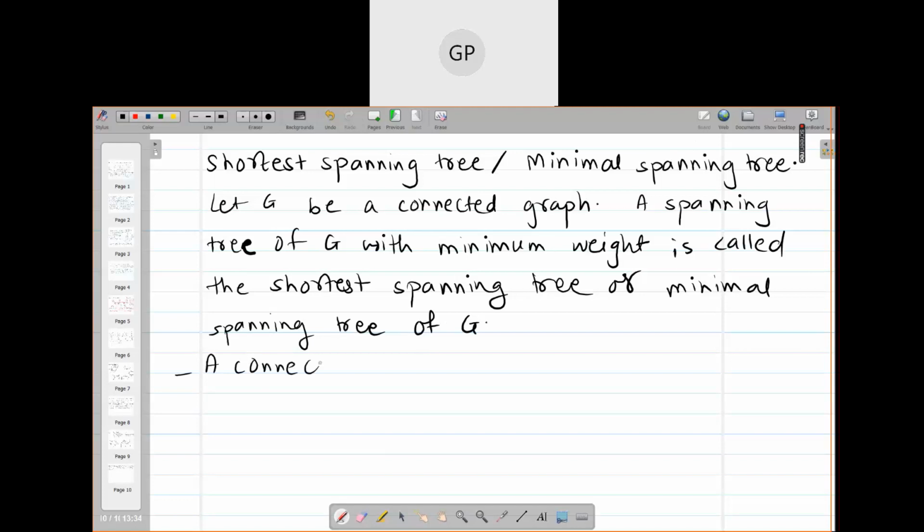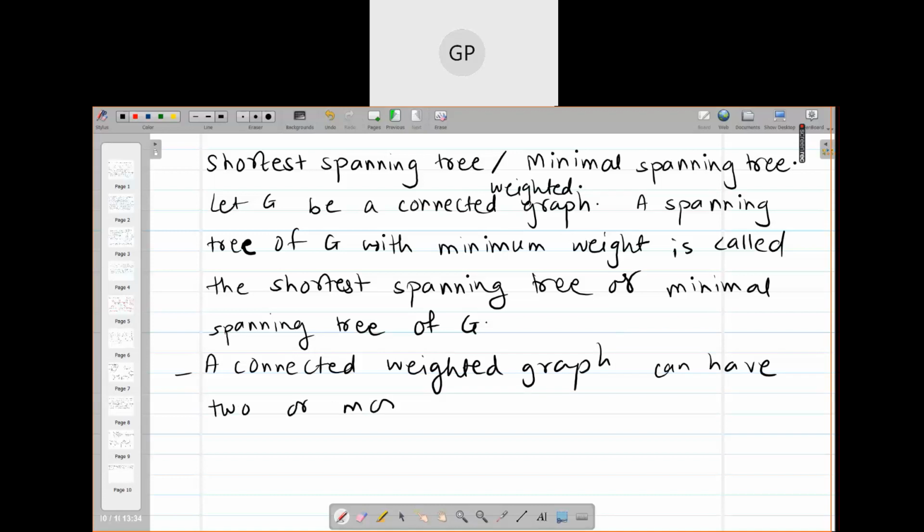Let G be a connected weighted graph, we should write. Weighted means numbers should be assigned to it. A connected weighted graph can have two or more shortest spanning trees. That number totally depends on the graph, the weights of the graph.